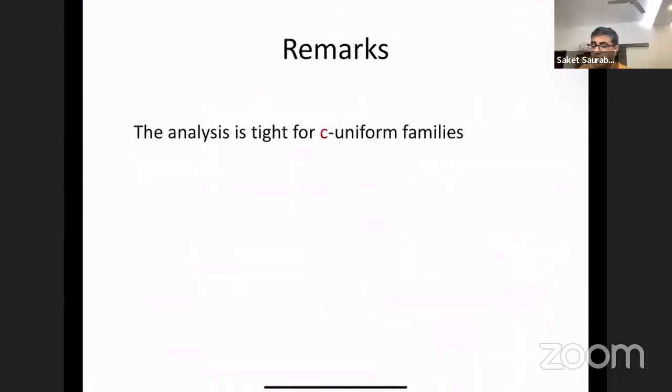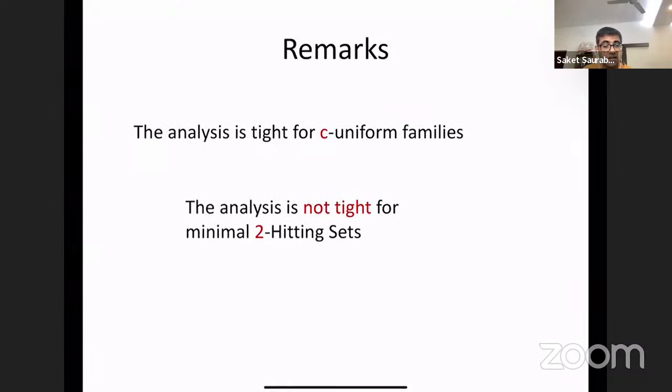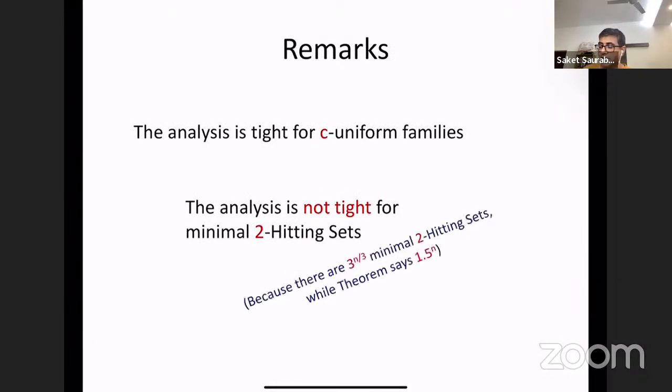Okay, so here are some remarks. This analysis is actually tight for C uniform families. But this analysis is non-tight for minimal two-hitting set. Why? Because we showed what independent sets are, and if you look at the complement of independent sets, it's the set of vertices which intersect every edge. So those are minimal two-hitting sets. We know that there are at most these many minimal two-hitting sets. But what our theorem says is (1 - 1/C)^... so C is 2, so our theorem will tell 1.5 to the power n, but there are C uniform families for which it is tight.